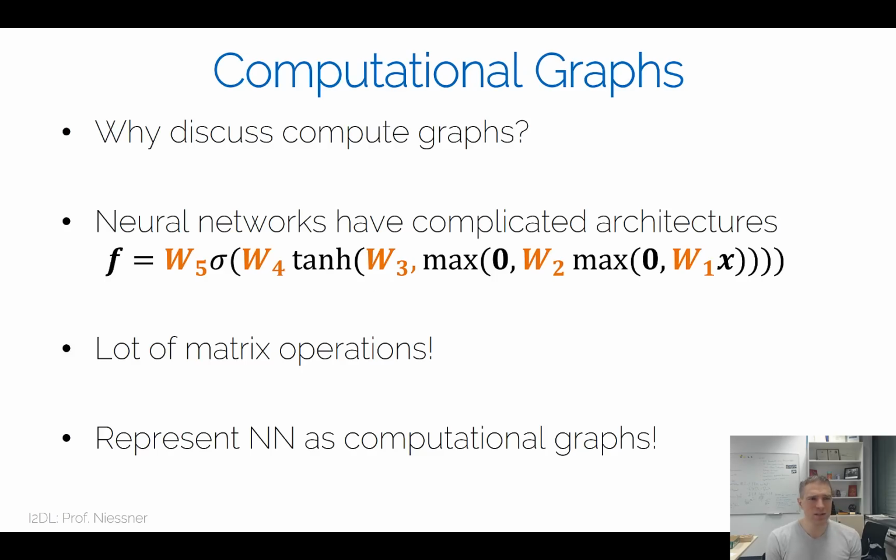Okay, but why do we do this? Why are we discussing these compute graphs? Well, neural networks have really complicated architectures, and we want to map them, simplifying them, to compute graphs. I hinted at a couple of things already, right? A lot of these things are matrix operations, and each of these nodes in our compute graph we can map very efficiently to graphics cards, for instance, to do the math and the heavy lifting for us. So it's a very, very nice abstraction.